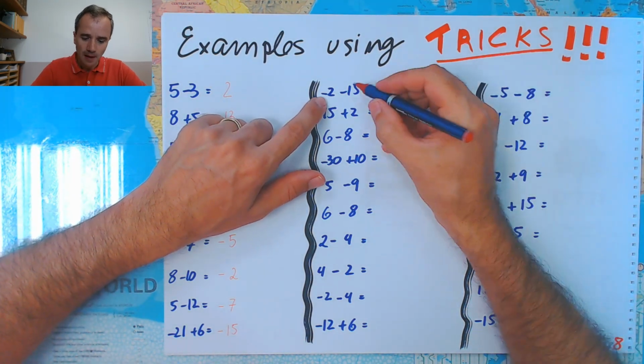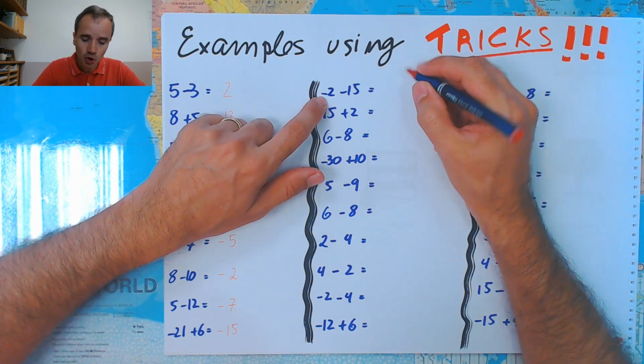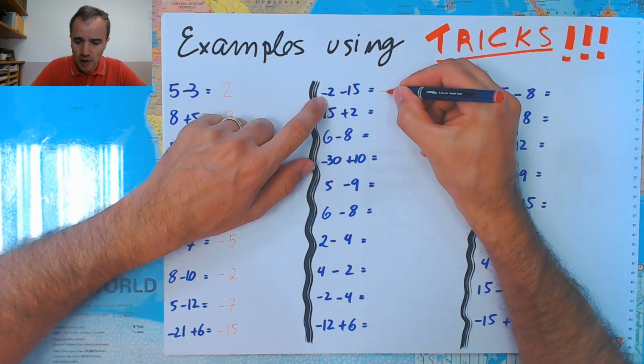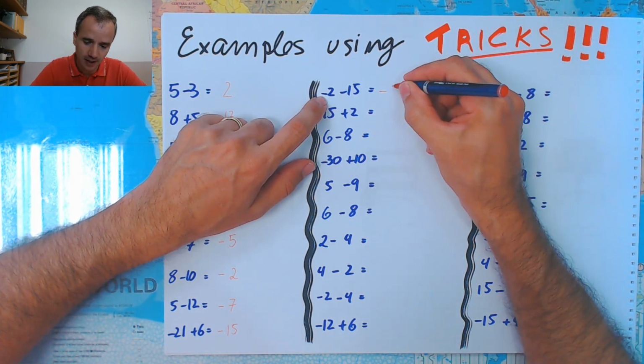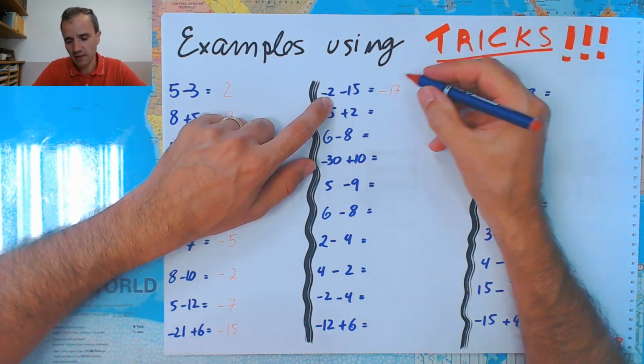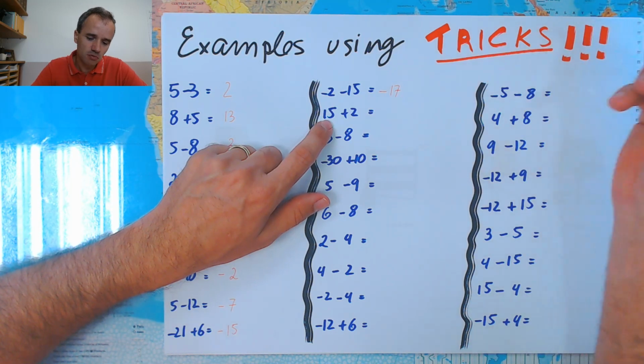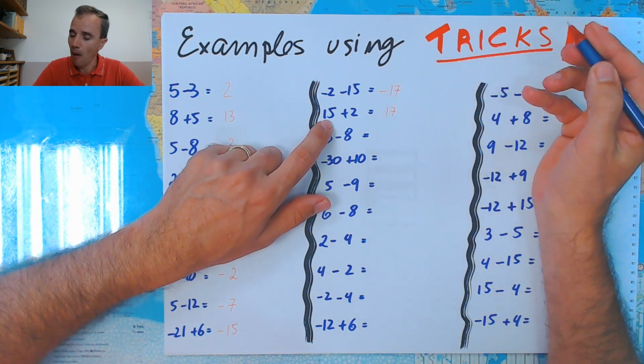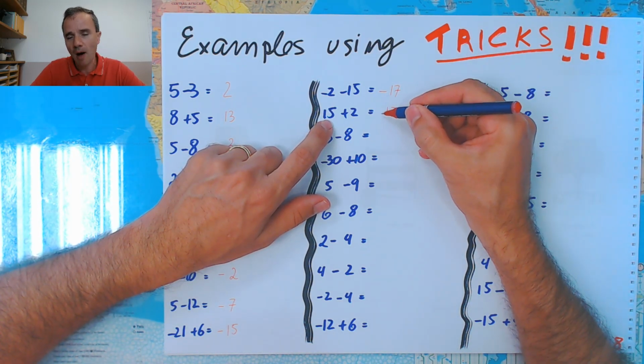Again, minus 2 minus 15 is going to be what? We're just adding negatives. So it has to be negative, right? And just add, what is 2 and 15? 17. 15 and 2, again, 17, but this time positive. Can I write positive? Yes.